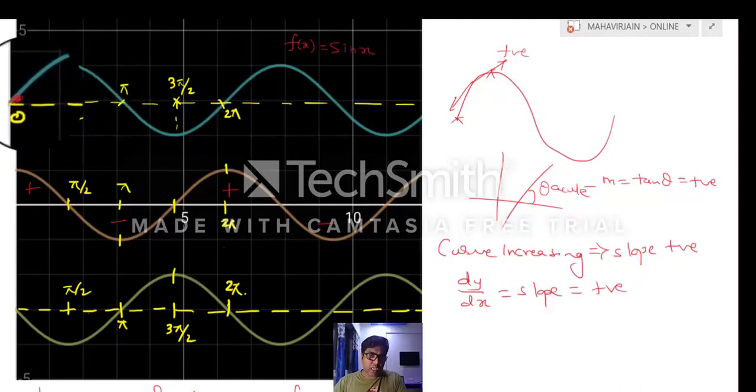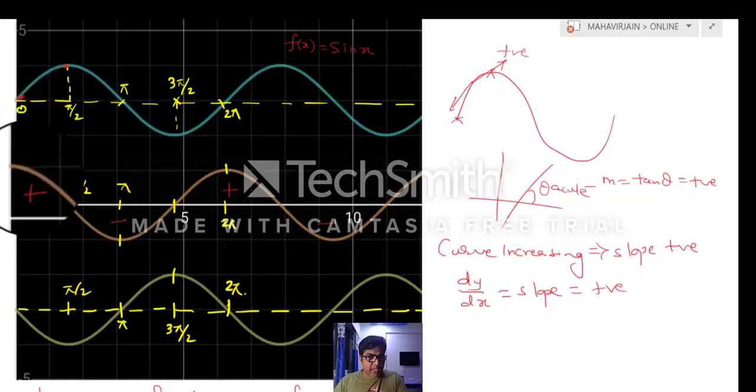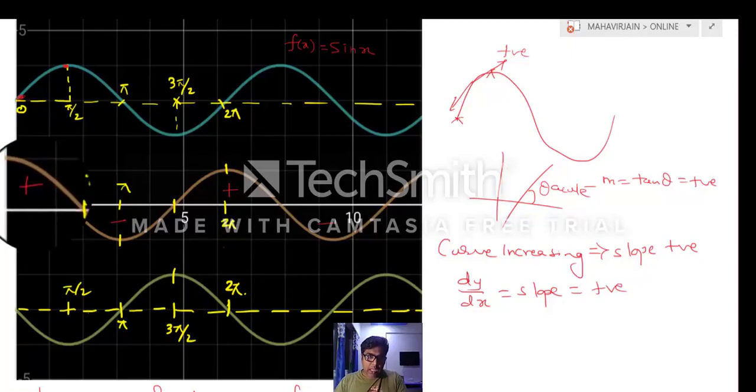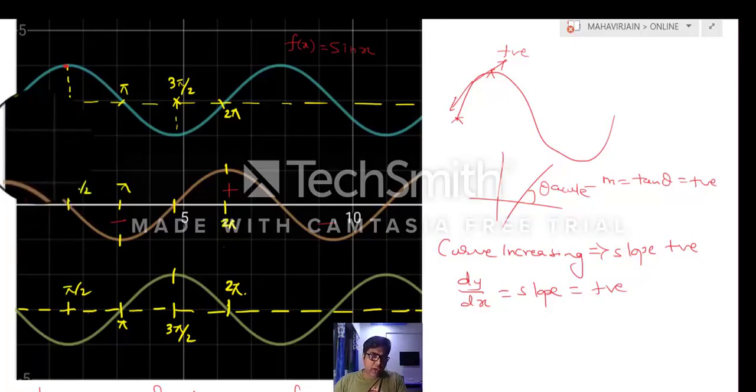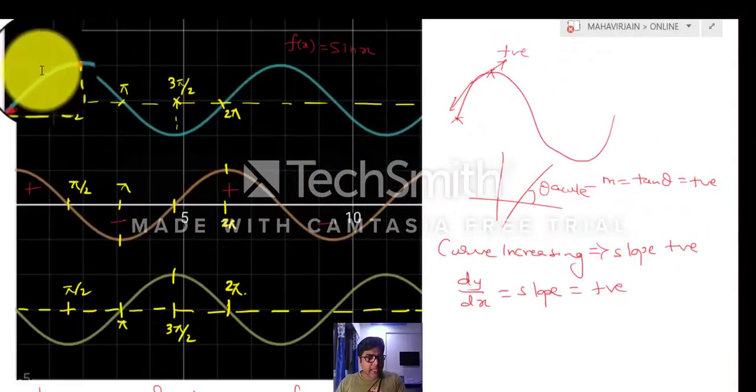So the curve is increasing. Now I'm talking about the blue curve again. The curve is increasing from 0 to pi by 2, so here the derivative is positive. That is understood. That means the derivative would be above the white line. Done. And what I understand next is that the curve attains its maximum at that point.